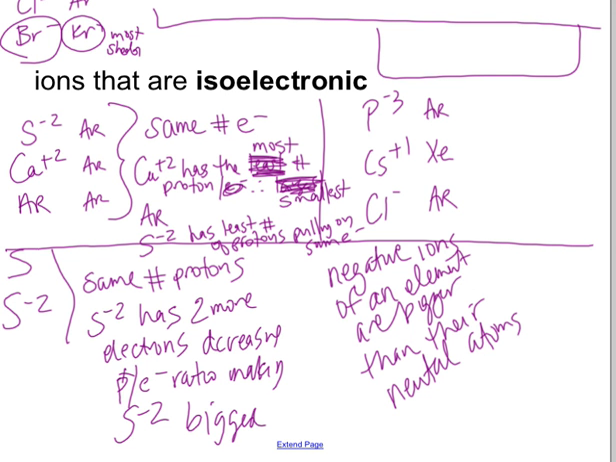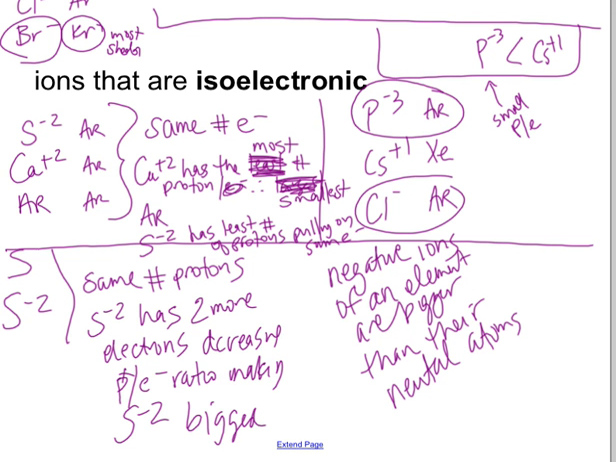So which is the largest? Cs plus 1 because it's xenon, so due to shielding, this is going to be the largest. Do you see how it's a positive, but it's the largest, as opposed to a positive being the smallest? That's because they're not isoelectronic to each other. But these two are, so we're going to have to compare them. Which one is going to be the next largest? P minus 3, because this one has a smaller proton to electron ratio.